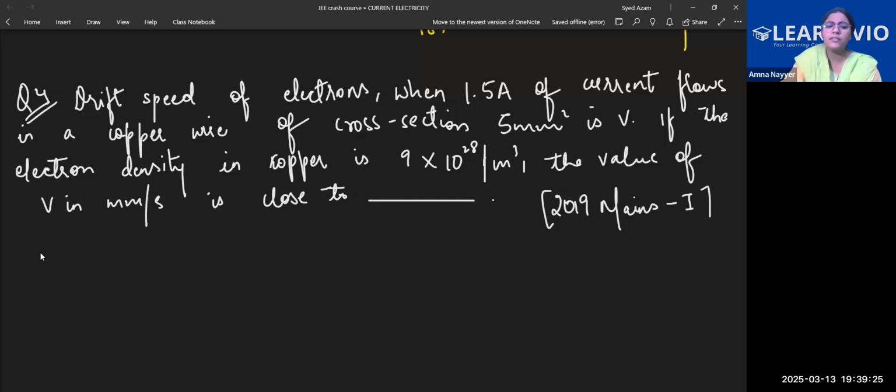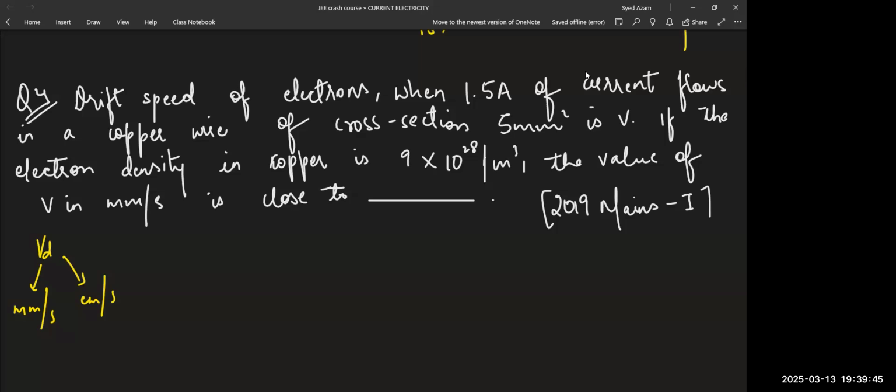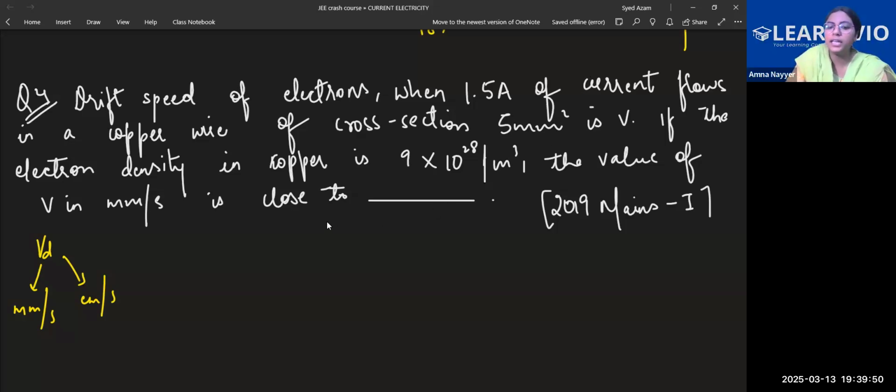See, remember, whenever you have drift velocity, the unit for drift velocity is chosen mostly as millimeter per second or centimeter per second. So we have to find out the value of this drift velocity. So what's the relation we should start with? What's the formula you think we should apply? Current is equal to NEAV. I is equal to NEA VD. Okay, current is I is equal to NEA VD.